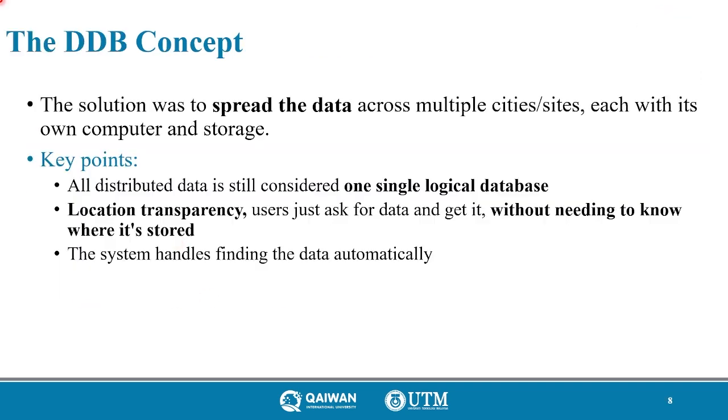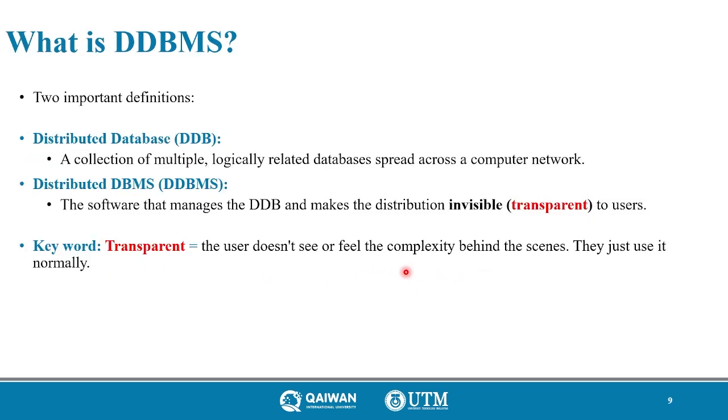Now the distributed database, DDB, distributed database concept. The solution was to spread the data across multiple sites or cities, each with its own computer and storage. The key point here is all distributed data is still considered one single logical database. Location transparency: the user just asks for data and gets it without needing to know where it's stored in reality. The system handles finding the data automatically.